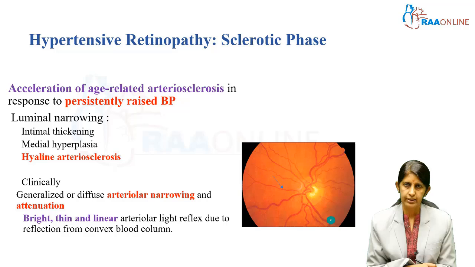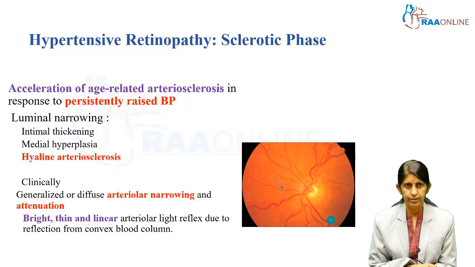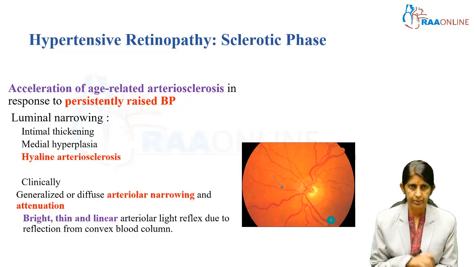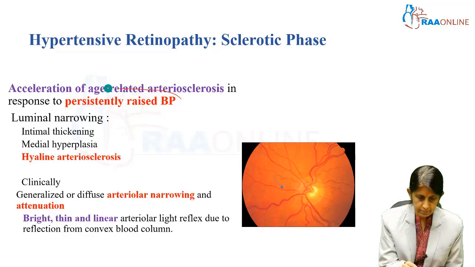The next phase is the sclerotic phase. In this, there is acceleration of age-related arteriosclerosis in response to persistently raised BP. This is the important word: the BP is persistently elevated.